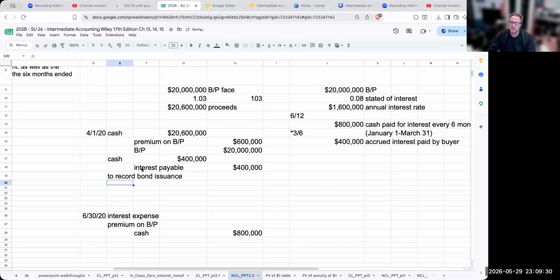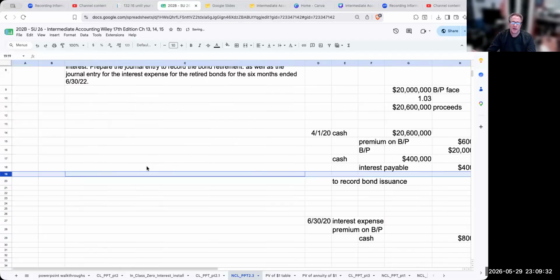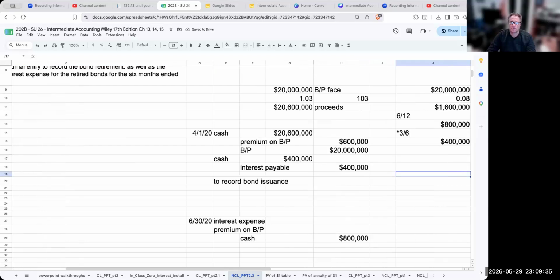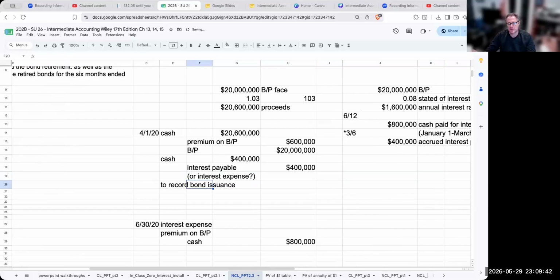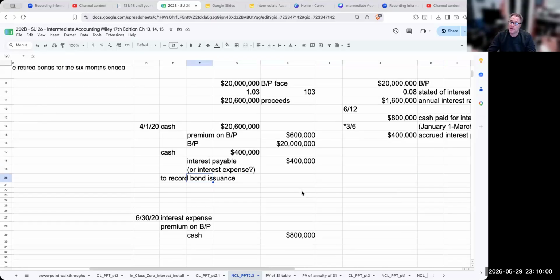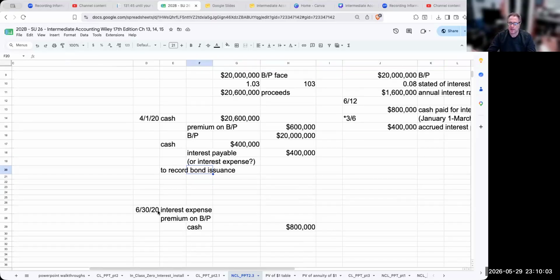Now, you will also sometimes see this as a credit to interest expense. It has the same effect, because when we come to 6/30/20, the interest expense is basically reduced by this 400,000. Now, when it comes to this part over here, when we get to 6/30/20.